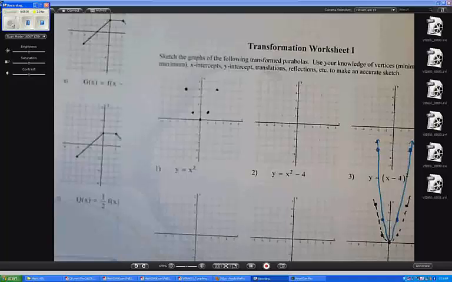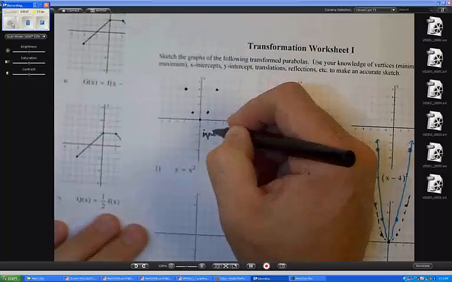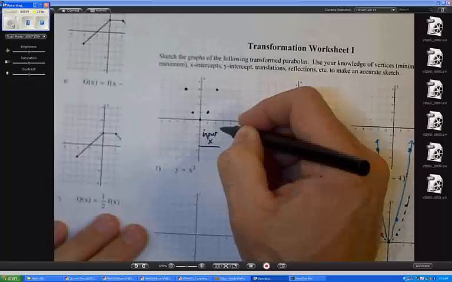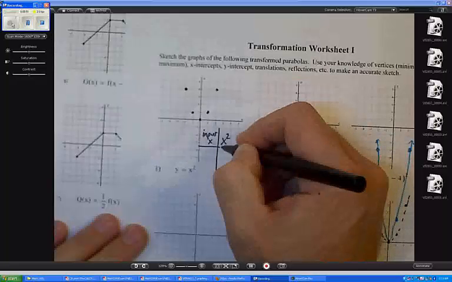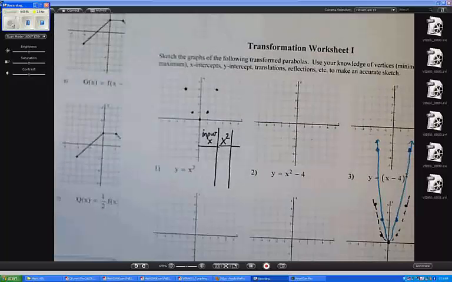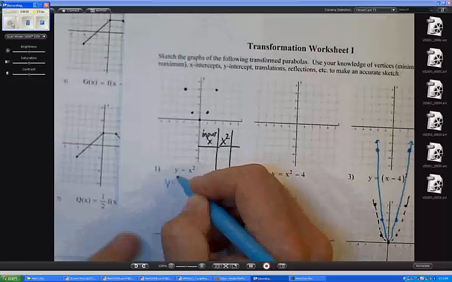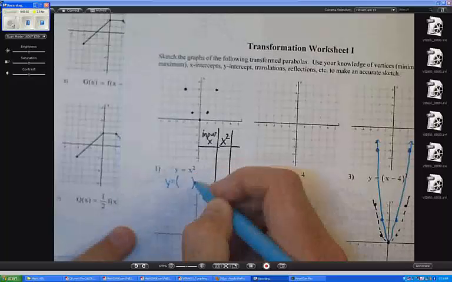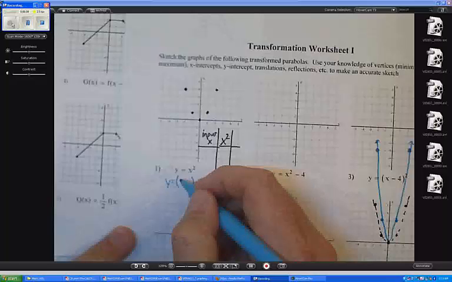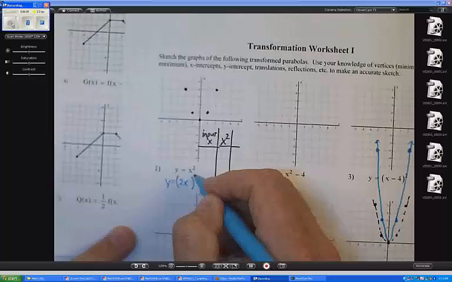So see if this makes sense to you. Again, the input is x, and I'm going to compute x squared. But now I want to compute something else. I want to graph this function in blue. Y equals, and I'm going to put parentheses, and I'm going to put 2x quantity squared.